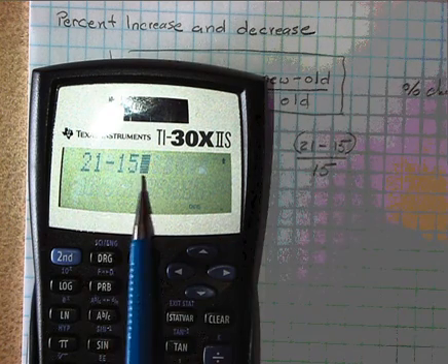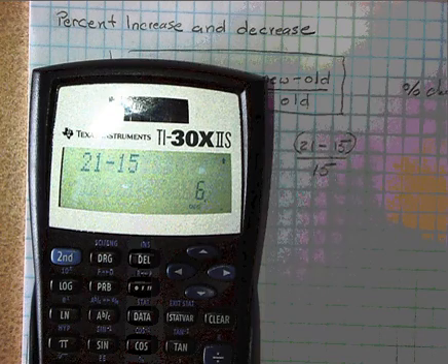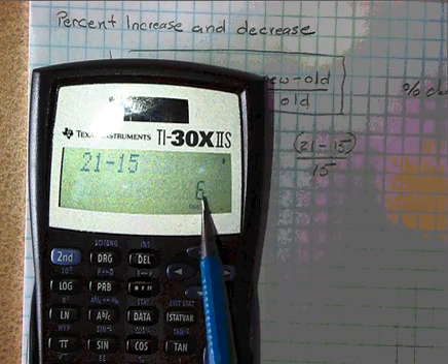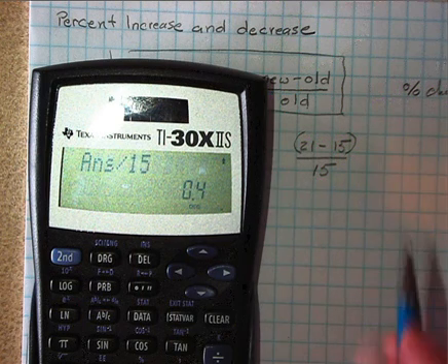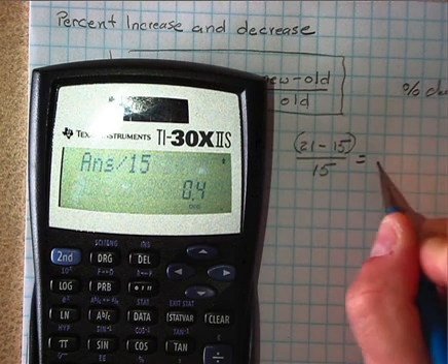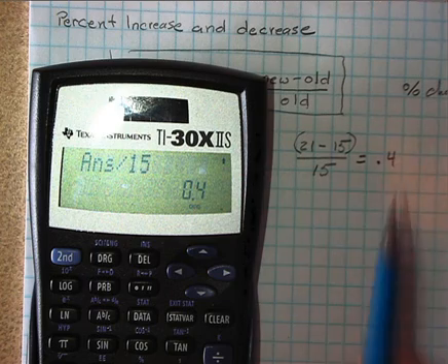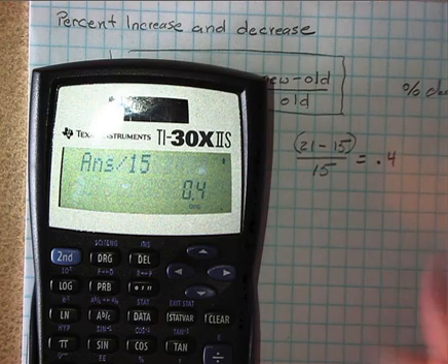So what I would do is calculate the top and hit equals. That gives me the answer to the top part, and then divide it by 15. That gives me 0.4. To turn my decimal into a percent, I move it 2 places to the right, which makes it 40%. So now we have a 40% increase.